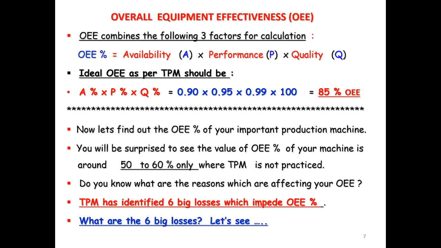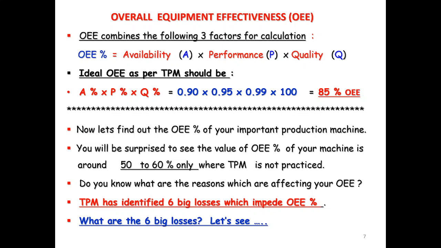In the last video, we have seen how to measure and calculate OEE percentage, that is availability percentage, performance percentage and quality percentage in the production machine are together multiplied to arrive at OEE percentage of the particular production machine. Ideal OEE as per TPM should be 85% plus. Let's see what will be the OEE of your machine. You will be surprised to see the OEE value of the production machine in your company. It works out to be around 50 to 60% only. There is much scope for improvement.